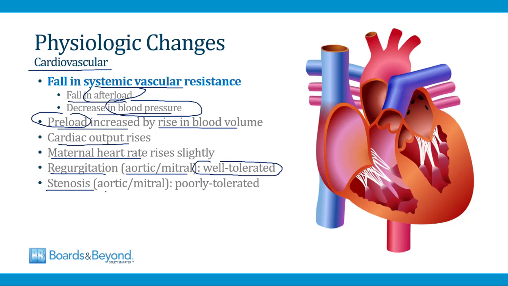Stenotic lesions, on the other hand, like aortic stenosis or mitral stenosis, are very poorly tolerated during pregnancy and can become life-threatening. This is because of the normal rise in blood volume associated with pregnancy. If you have a stiff stenotic valve, that extra blood volume cannot flow past the valve, and it will back up, causing symptoms of heart failure if women have stenotic valvular lesions during pregnancy.